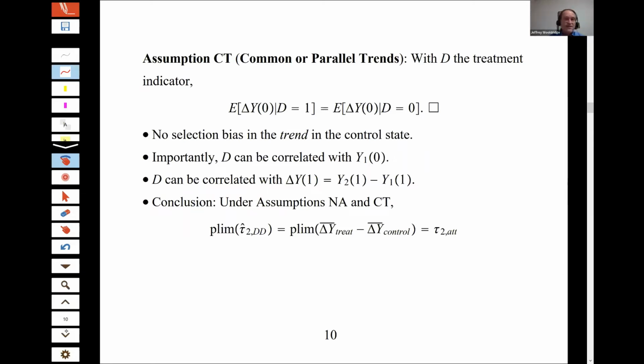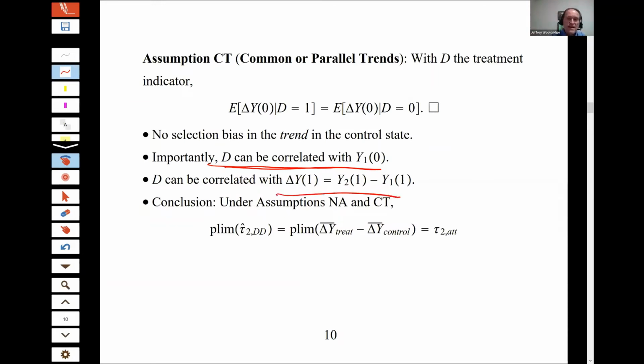Well, if we need to estimate this, then why don't we just assume it's the same as the quantity that we can estimate? In other words, the average trend, or the average change over time in the untreated state, is the same for the treated units as it is for the control units. Now, this is better than assuming that the levels in the second period are the same, because this allows the treatment assignment to be correlated with the outcome in the first period. So it's allowing for certain violations of random assignment.